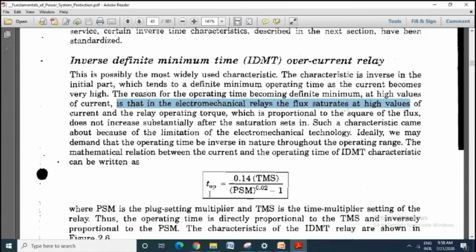So at higher values of current, however high the current you flow through your coil, and however big the magnetic flux that gets created, the magnetic circuit is not able to carry it. Because of this, the movement gets limited to this maximum point, and hence the operation time gets stuck at this one particular point.